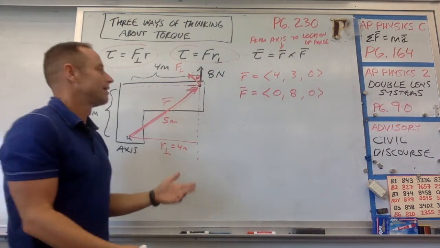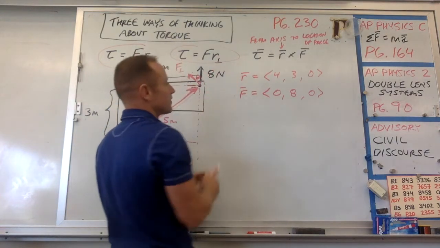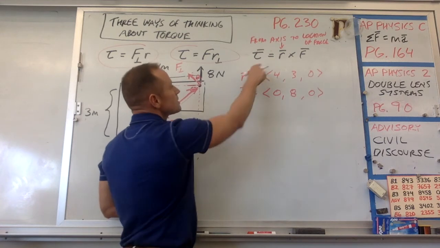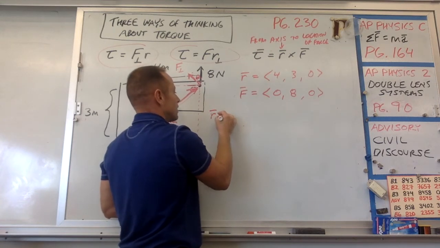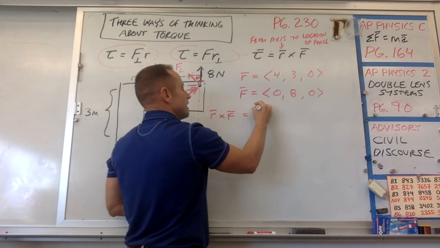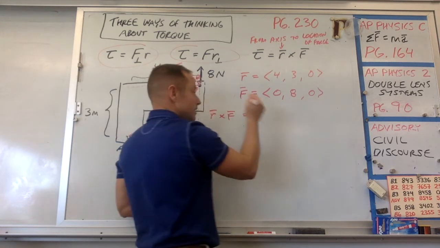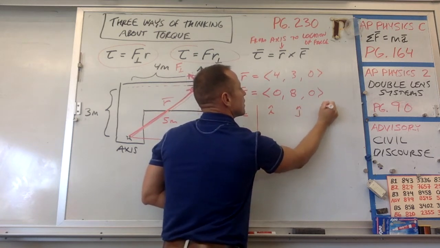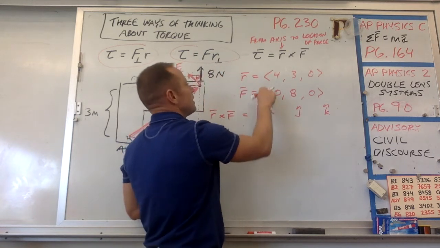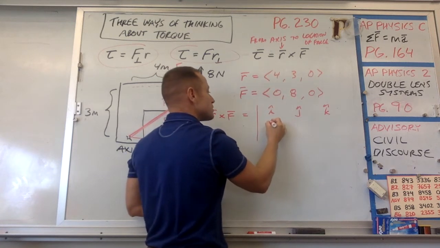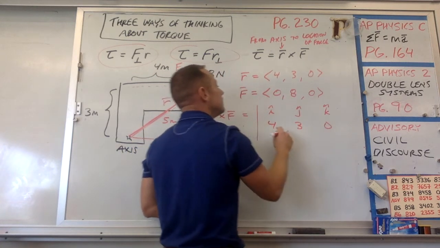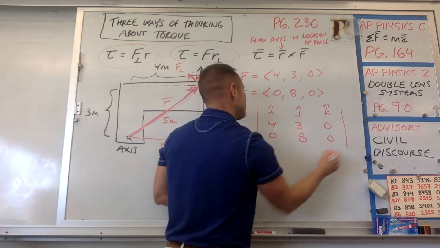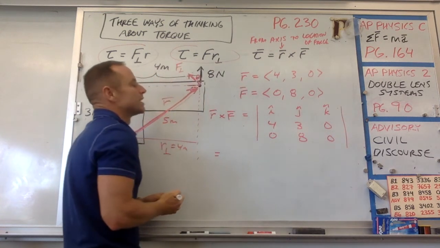Okay, we already know what the answer is supposed to be because we calculated it the other 2 ways, but let's just see how this plays out. So we need to do R cross F. So here we go. R cross F is, and if you remember from pre-calc, you go i hat, j hat, k hat. The order matters, so the R vector comes first, 4, 3, 0. F vector comes second, 0, 8, 0. And so we have to evaluate that little determinant.